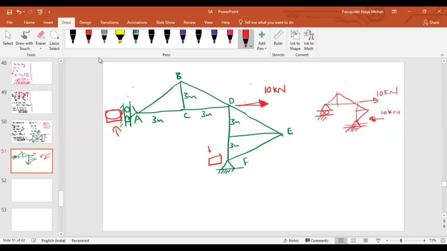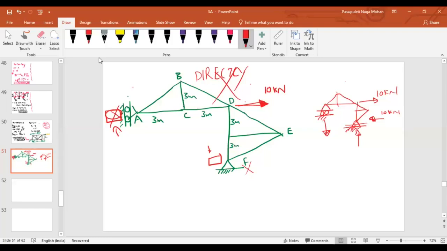Again, these two are in couple type of thing, isn't it? And to balance this, these are trying to rotate your member in which direction, clockwise or anti-clockwise? Clockwise, sir. Your support reactions have to make which movement? Anti-clockwise, sir. This should be downward, this should be upward. Yes, sir. But in this case, this can be resisted by support A and support F also. So in this case, we cannot say directly.